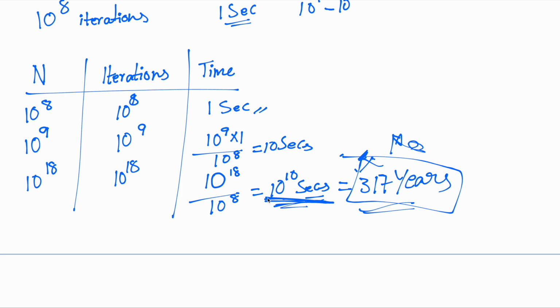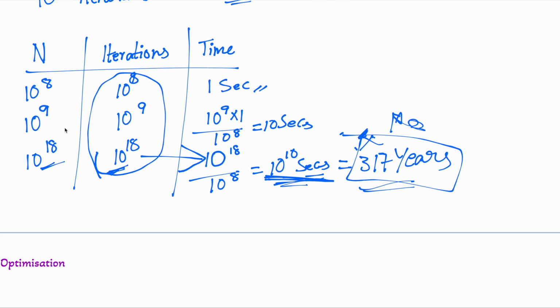So in order to reduce the time to get our output, what is in our hands? We can't change the input size, but we can change the number of iterations. It is the only thing we can focus on reducing in order to reduce the overall time. So how can we optimize this?